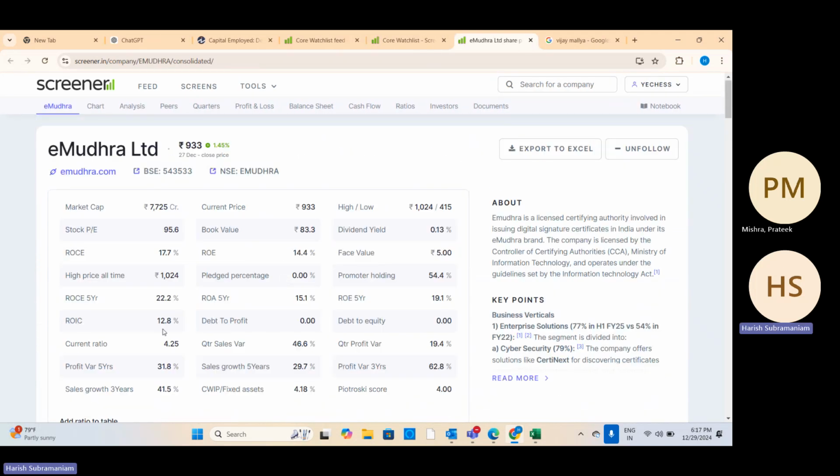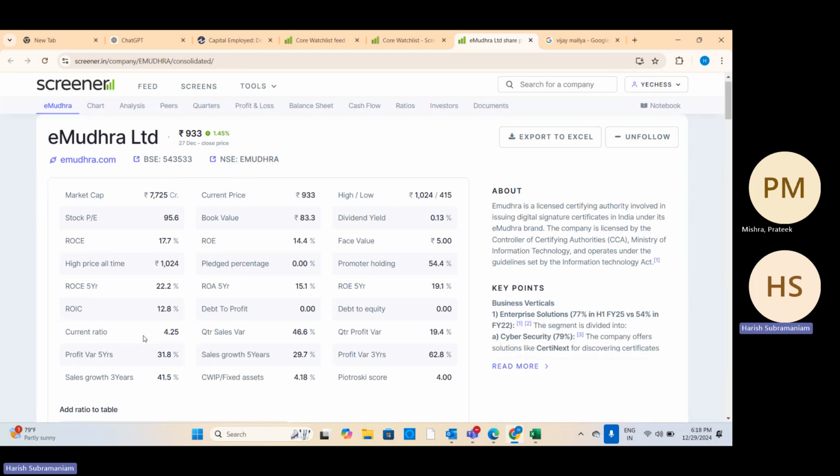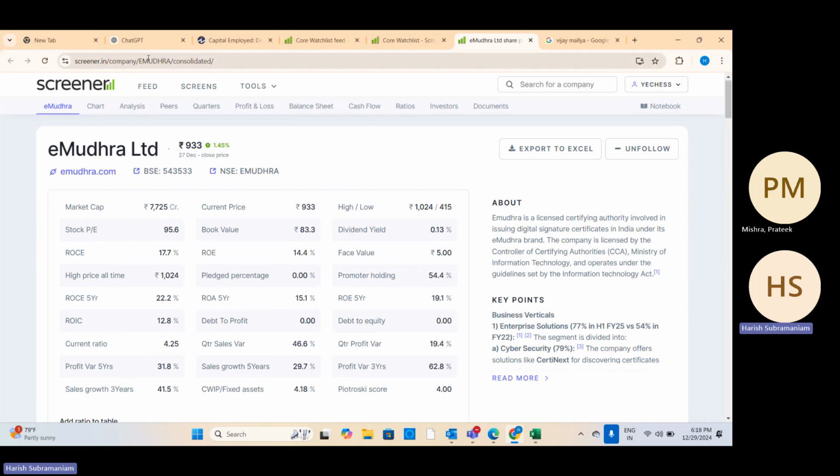Then the other thing, this is not so important, I don't look at it so seriously, but it is something we should know. It is current ratio. So in the balance sheet, if we remember, we have seen current assets and current liabilities. So the current ratio is nothing but current assets by current liabilities. And if the current ratio is high, it means that the current assets are greater than the current liabilities, right? So if there are any immediate repayments that need to be done, the company can easily do it.